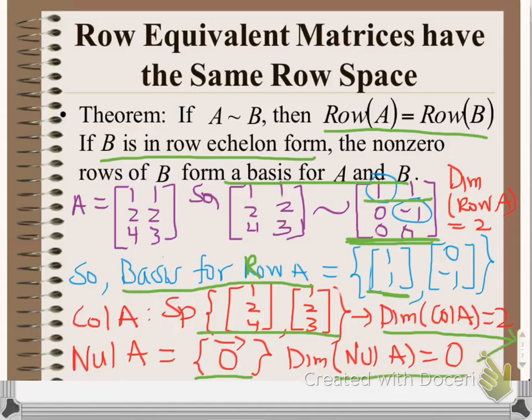And as you remember from the last set of notes, the dimension of the column space plus the dimension of the null space equals the number of columns, right? And so it equals out.